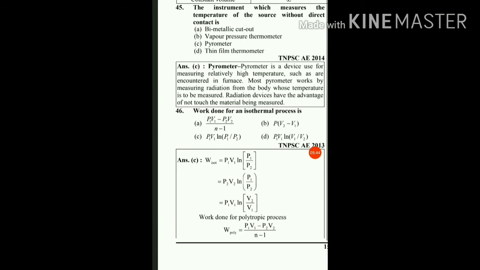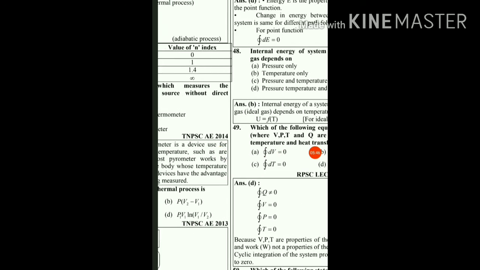So option C is the right answer. In option D, it is given P1 V1 ln of V1 by V2, so it is not V1 by V2, it is V2 by V1. So this will be the correct answer. Option C will be the right one.